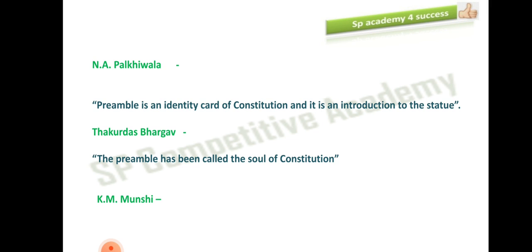And according to K.M. Munshi ji, the preamble is the political horoscope of the Indian constitution. Right. So tomorrow you can get a question like, who called the preamble the political horoscope of the Indian constitution? It was K.M. Munshi ji. So you have to know different eminent people's opinions regarding the preamble. With these words, we can understand how important the preamble is.